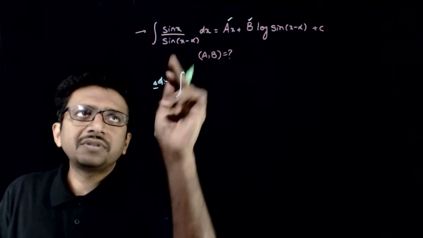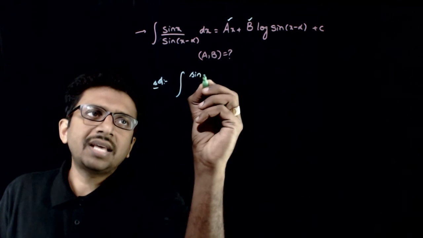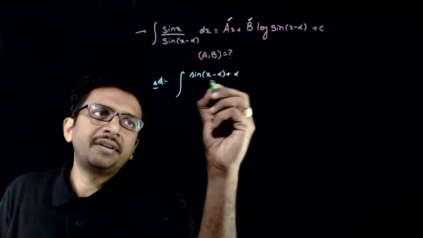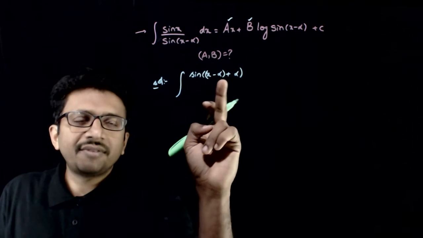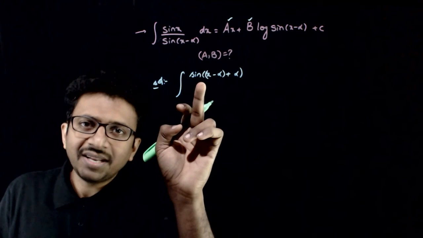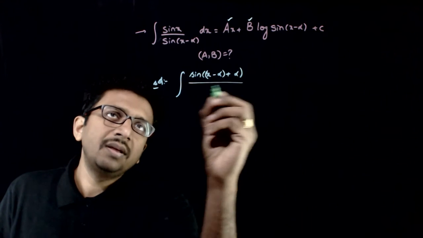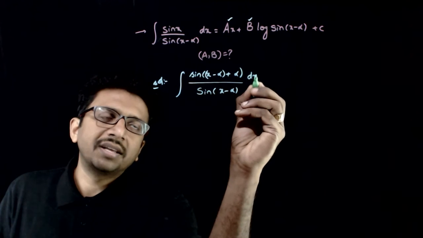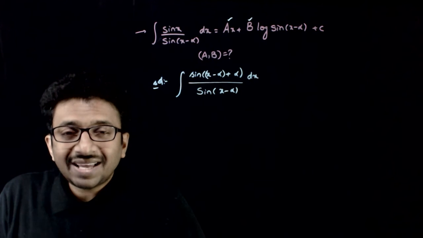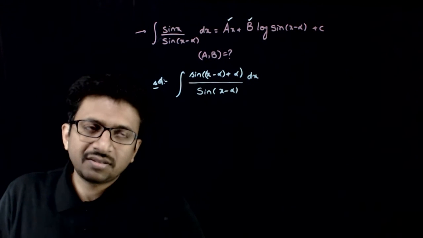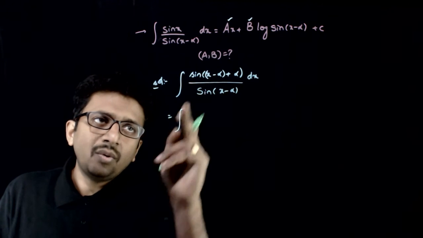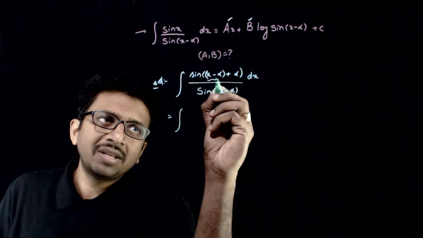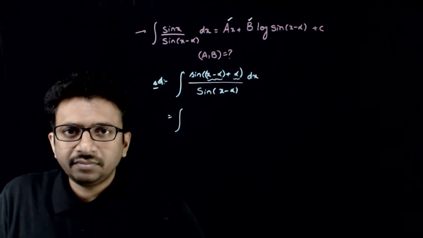So sin x can be written as sin of (x minus alpha plus alpha), right? Minus alpha and plus alpha get cancelled. So it's again the same as the integral of sin x by sin(x minus alpha) dx. So what is the advantage that you get by writing this? Now I can expand the numerator using the formula for sin of a plus b.